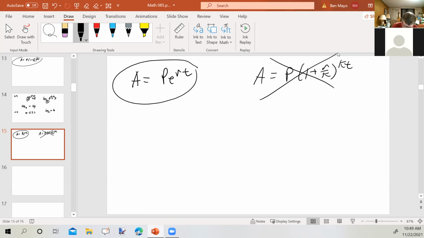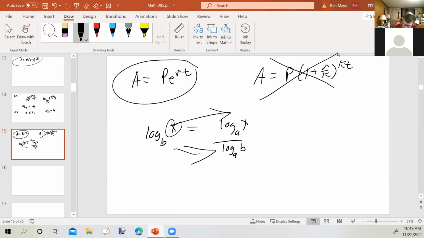We had the change of base formula: log base b of x equals log base a of x over log base a of b. So the top goes to the top and the bottom goes to the bottom, and you want to use either natural log or common log so that you can punch that into your calculator.